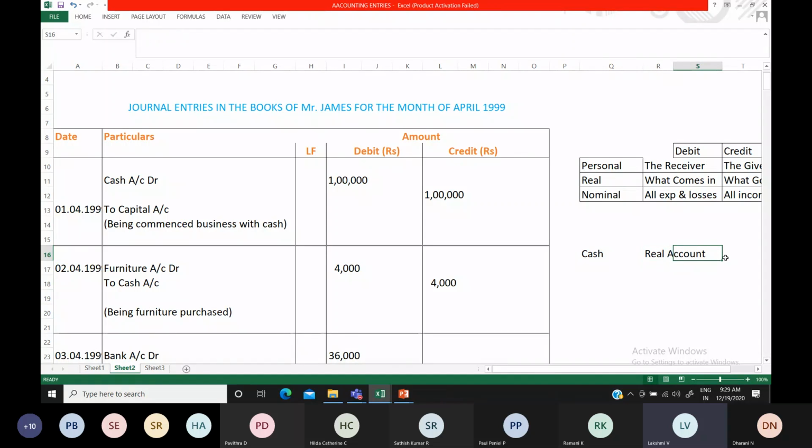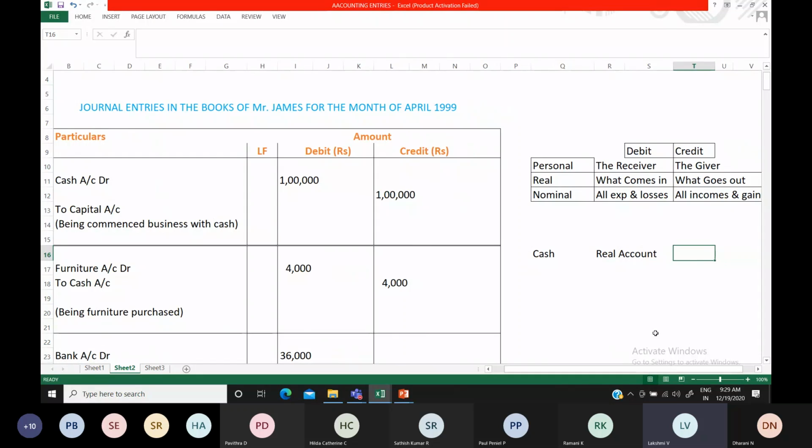Either you will be debiting the real account, cash account, or you will be crediting. So you cannot tell that it will be debited or it will be credited. Based upon the transactions, either you have to debit or credit. Whenever you are going to receive cash, you will be debiting the cash account. Cash account debtor, you will be using that.